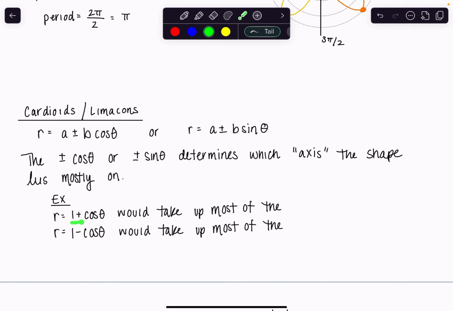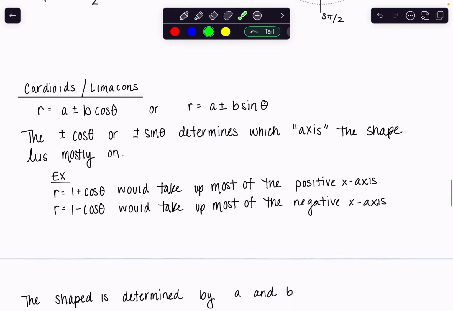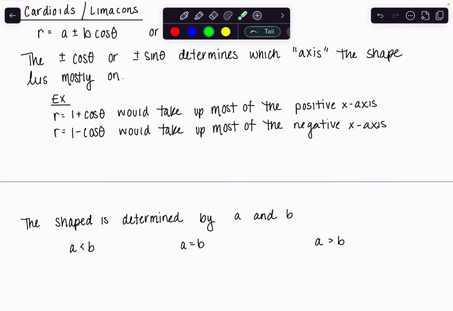So in this case, both of these deal with a cosine. This positive would tell you the graph would take up most of the positive x-axis. And then if it's minus, the graph would take up most of the negative x-axis. And then it's equivalent when you deal with the sine function. Instead, it's taking up the y-axis. The numbers in front here, like in this case, they're both 1 and equivalent. That's going to determine the shape. So there are 4 possibilities as to what could happen.